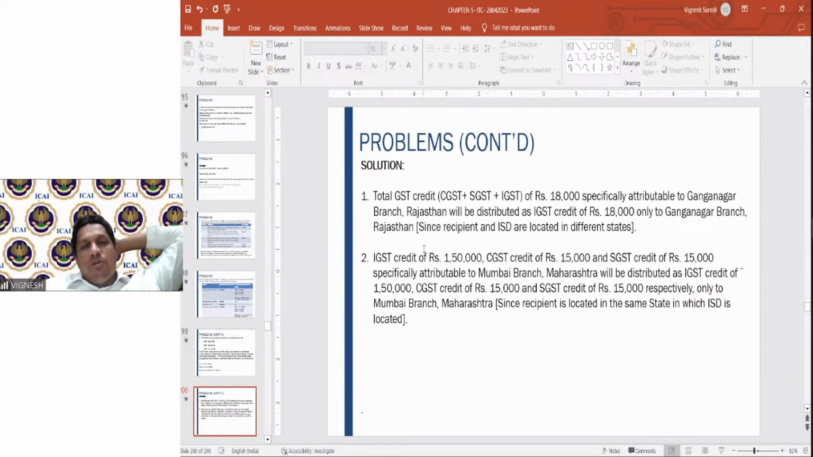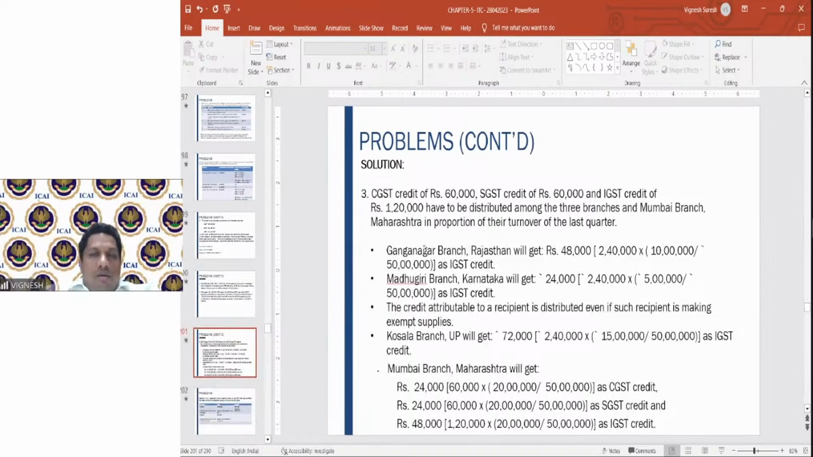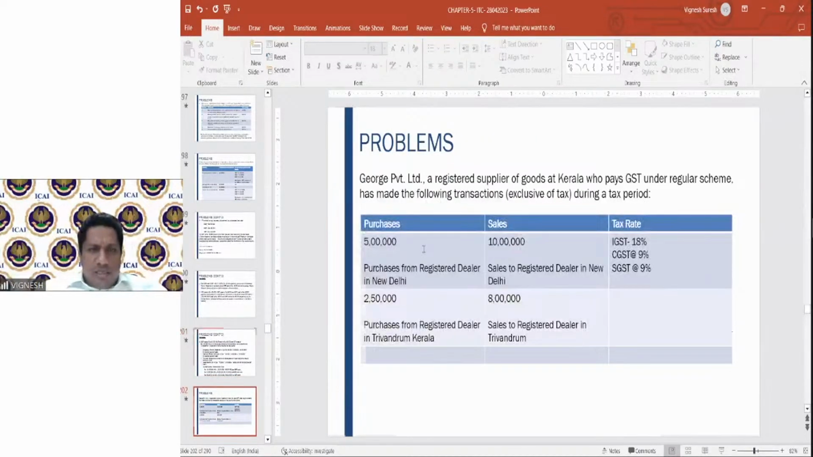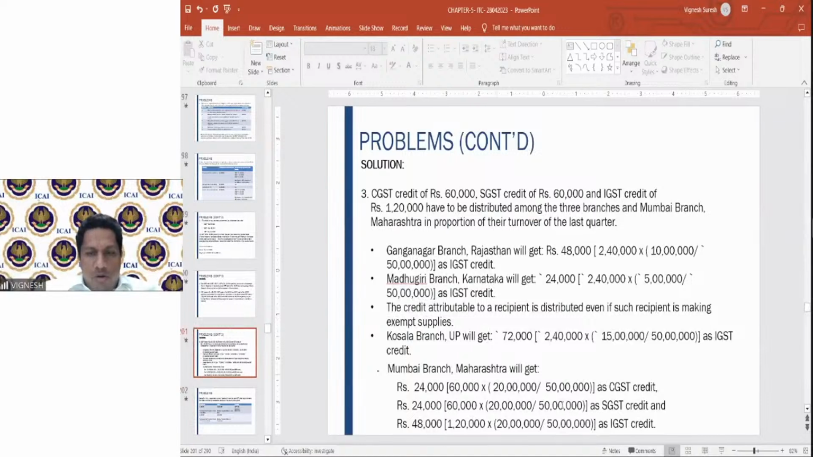Total GST attributable to Ganganagar will be distributed as IGST. In case of Mumbai branch, since it is the same state, the credit will be distributed as it is. This is how the credit will be distributed across all the branches based on the turnover. So you calculate the total credit and allocate it based on turnover. For Mumbai branch, whatever credit is there, you take as it is and distribute it in proportion. For other states, it will be as per IGST. Okay, I hope it is clear.